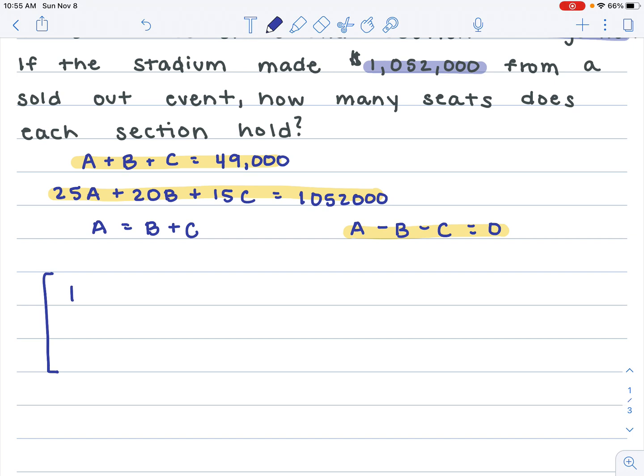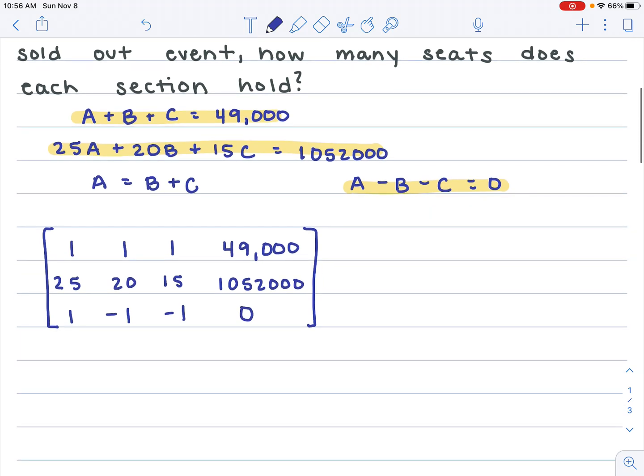We're going to put that into our augmented matrix. My first one would be 1, 1, 1, 49,000. Second one would be 25, 20, 15, and 1,052,000. And the last one would be 1, negative 1, negative 1, 0. At this point I need you to go into your calculators and do the RREF yourself. You need to make a 3x4 matrix and input that. Then go back to that math area, like I showed you in class the other day, and do the RREF. Once you do that, your matrix will look like this.